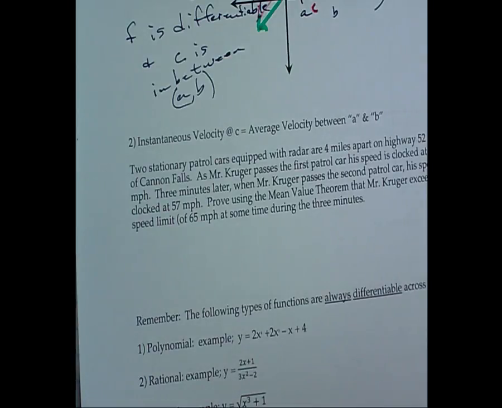Three minutes later, when I pass the second patrol car, my speed is 57 miles per hour. Ryan, I'm going even slower. Because I do what everybody else does. Oh my gosh, there's a patrol car. Step on the brake. Right?